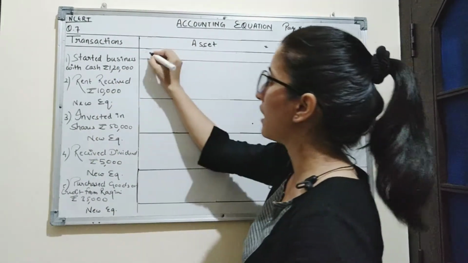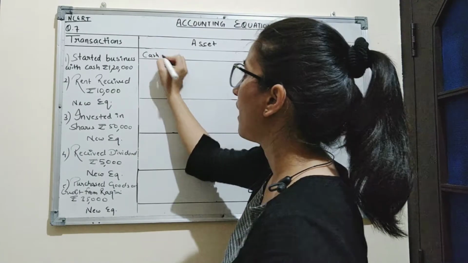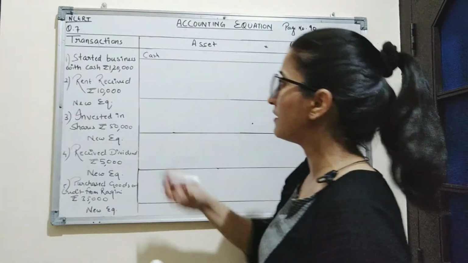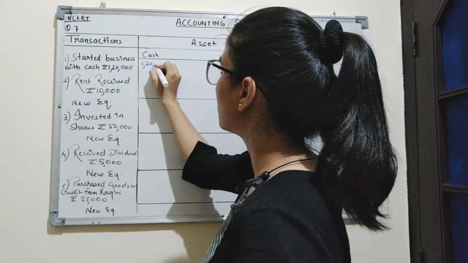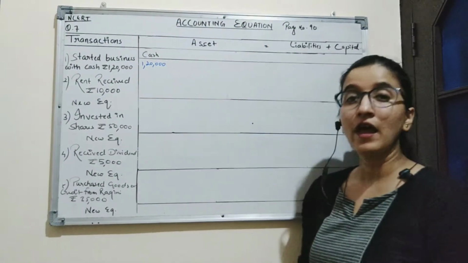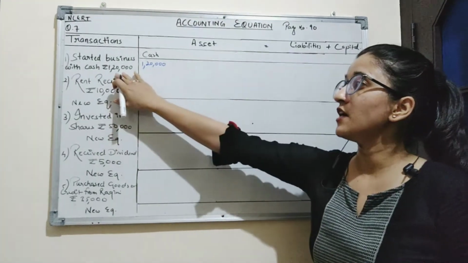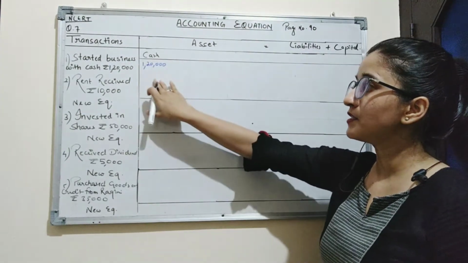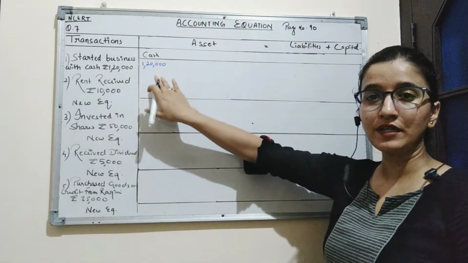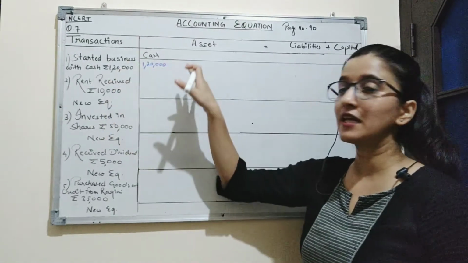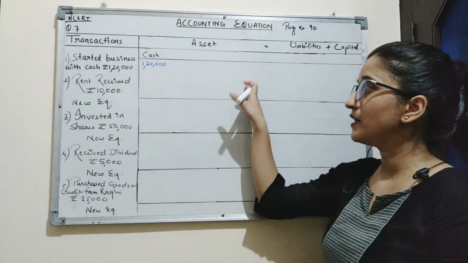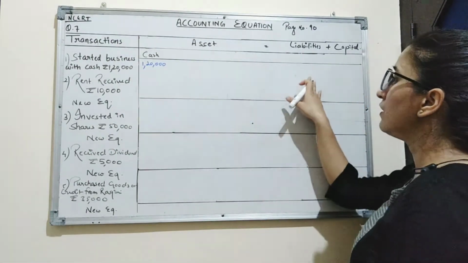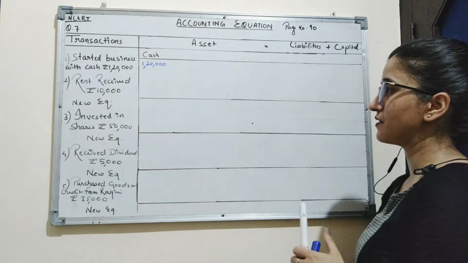So we will open a cash column on the asset side, as cash is considered an asset, with the amount rupees 1,20,000. At the same time, this cash is a claim against the company as a liability. So we will open a capital column for rupees 1,20,000 because this cash is a liability for the business, as the business has to pay this amount to the businessman in future. So we will write this amount on the capital side.